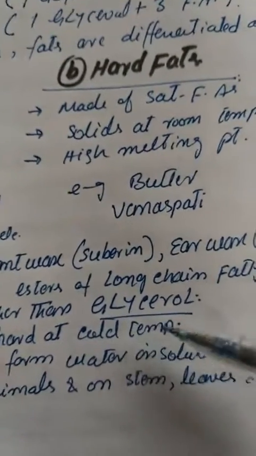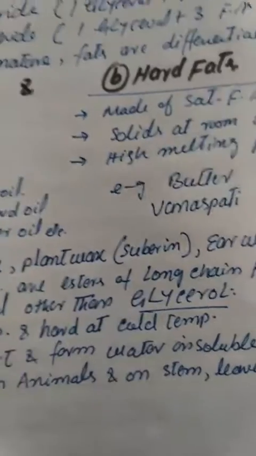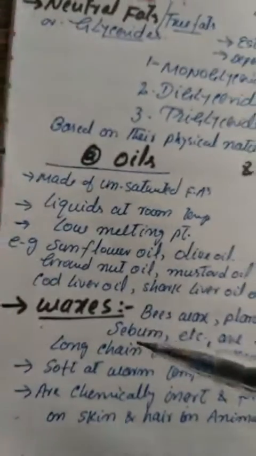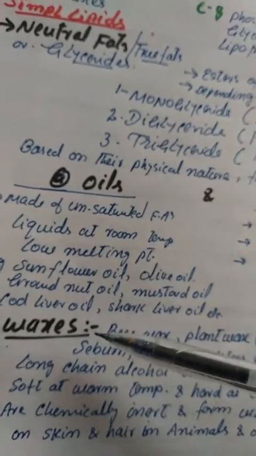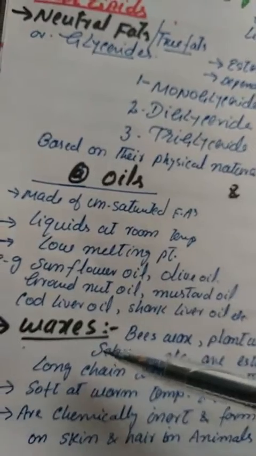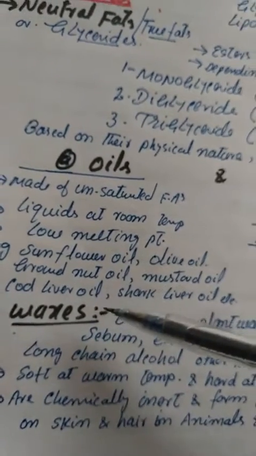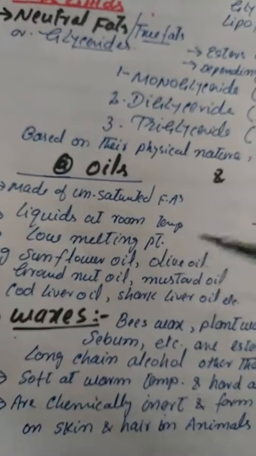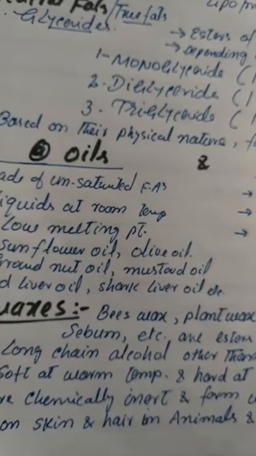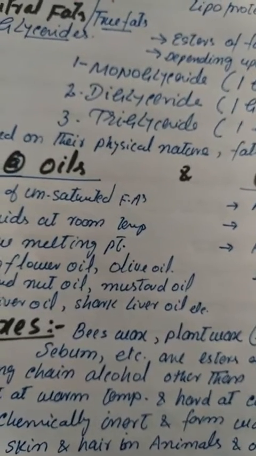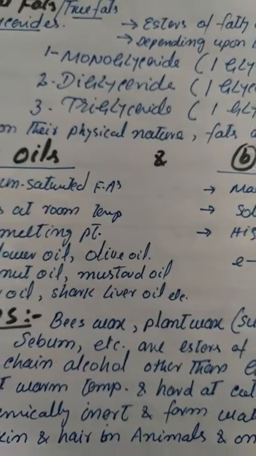These waxes are actually the esters of long chain fatty acids with a long chain alcohol other than glycerol. These waxes usually are soft at warm temperatures and become hard at cold temperature. And these waxes are chemically inert and form a water insoluble protective coating on the skin and hair in animals, and on stem, leaves and fruits in plants.